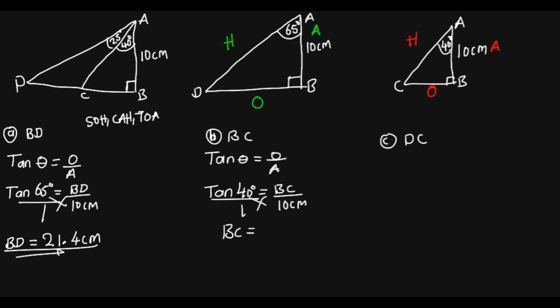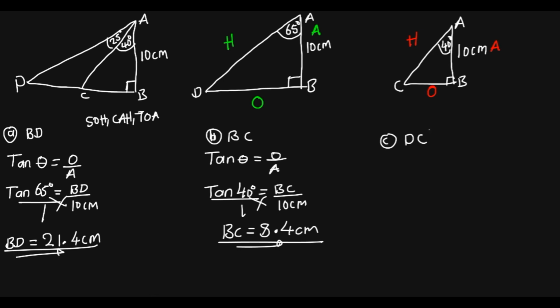We are expecting to get a smaller number. This number should be less than 21.4, since BC is less than BD. So tan 40 times 10, I'm getting 8.4 centimeters.